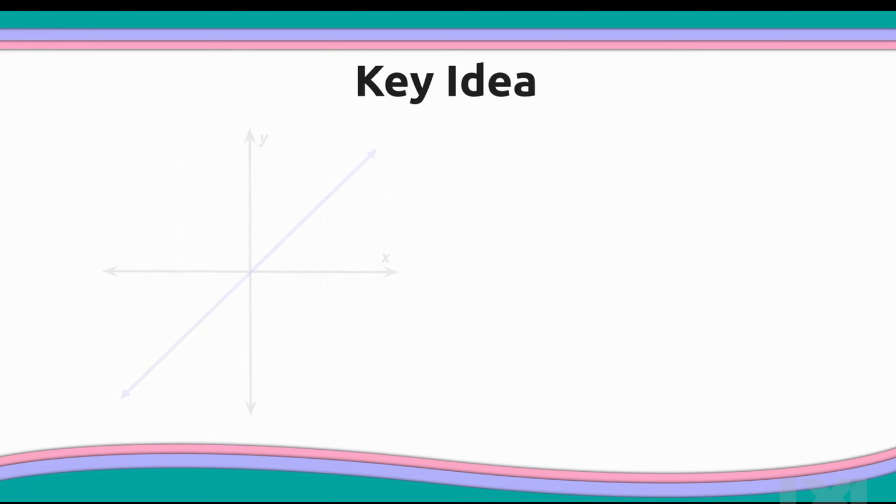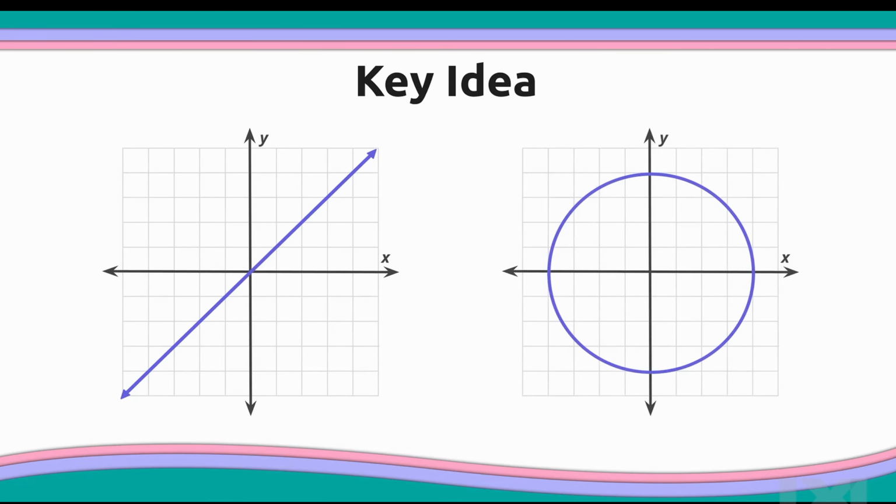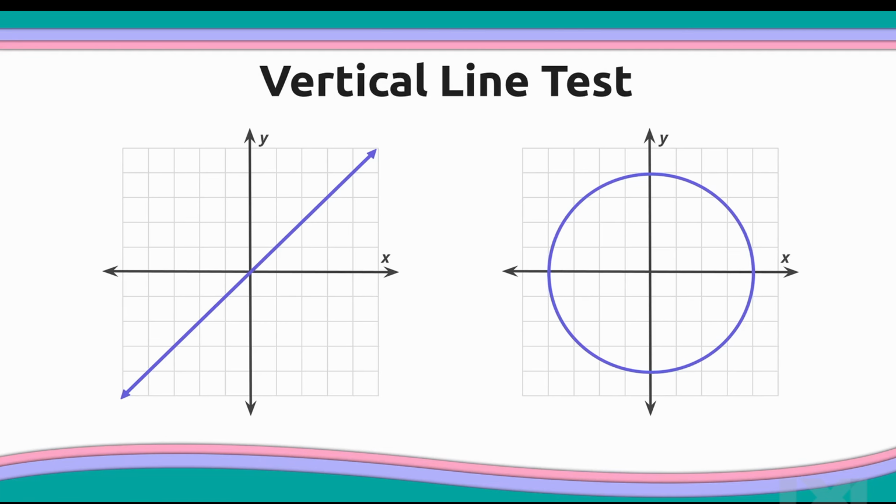But what about graphs, like this or this? Do we have to check every x value by hand in order to determine if this is a function? Actually, we have a convenient tool we can use called the vertical line test. To use this test, imagine drawing a vertical line and sliding it across the entire graph. On this graph, the vertical line only ever intersects our graph at a single point. It's impossible for it to intersect more than once. That means it is a function.